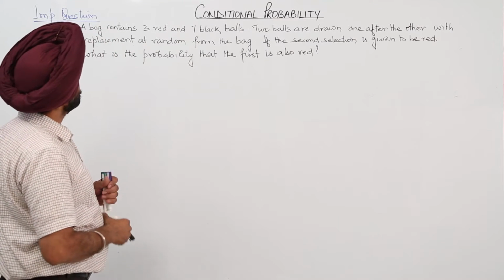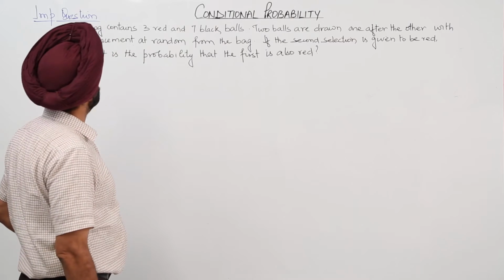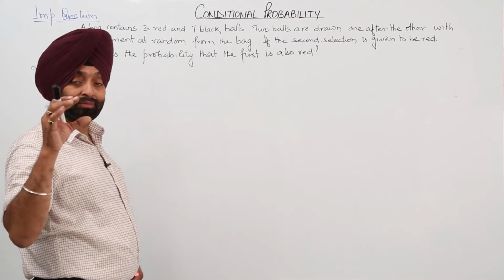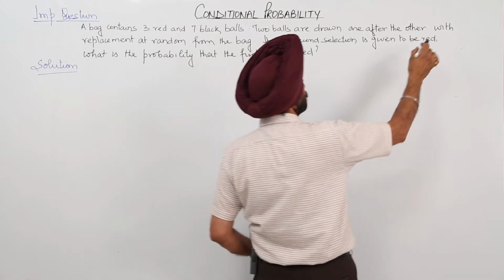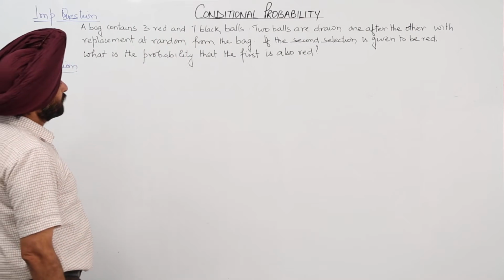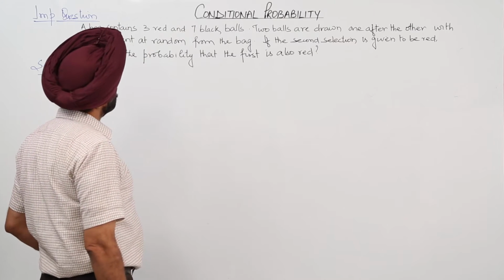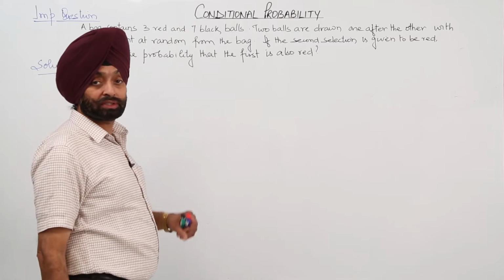A bag contains 3 red and 7 black balls. 2 balls are drawn one after the other with replacement. Now I am just giving a focus on the word with replacement. At random from the bag. If the second selection is given to be red, what is the probability that the first is also red?